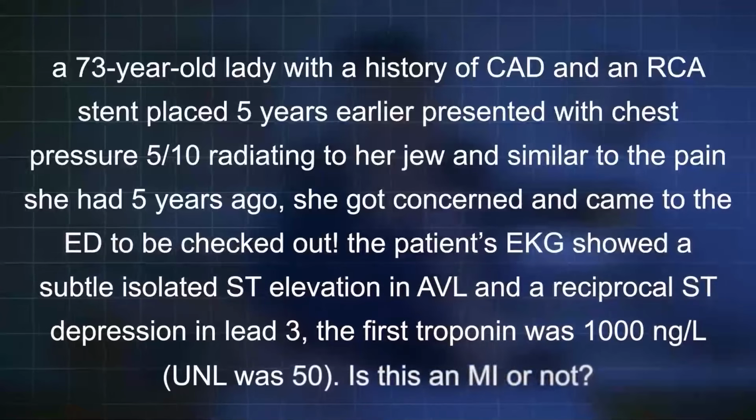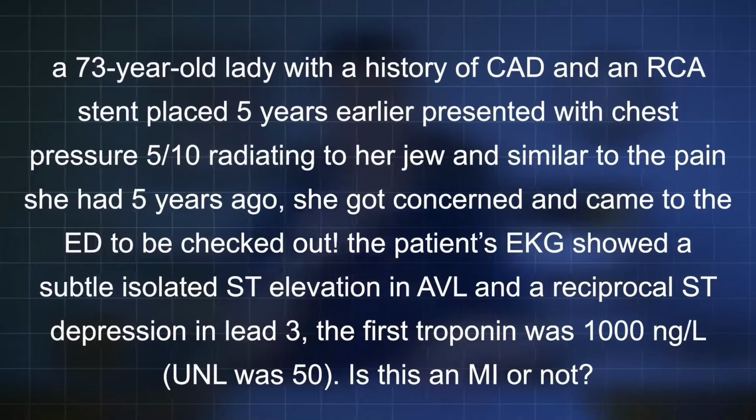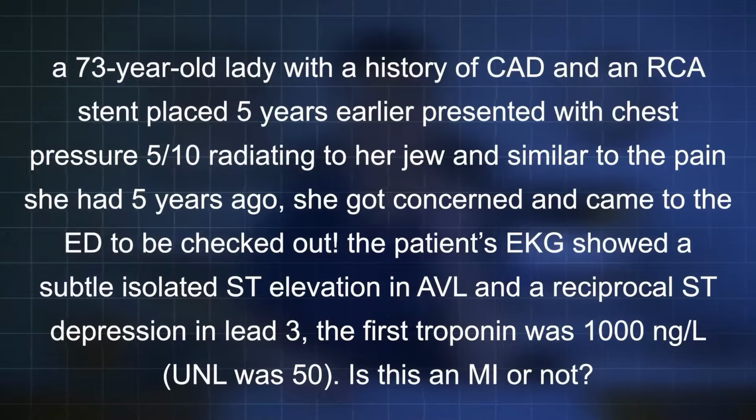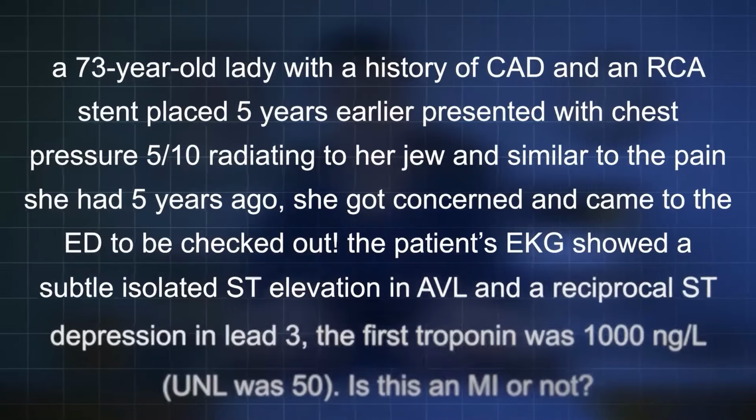The other night, actually, I saw a 73-year-old lady with a history of coronary artery disease and a history of RCA stent placed 5 years earlier. She presented with chest pressure, 5 out of 10, radiating to her jaw and similar to the pain she had 5 years ago. She got concerned and came to the ED to be checked out. The patient's EKG showed a subtle isolated ST elevation in aVL and a reciprocal ST depression in lead 3. The first troponin was 1000 nanogram per liter. Again, the upper normal limit was 50. Is this an MI or not?